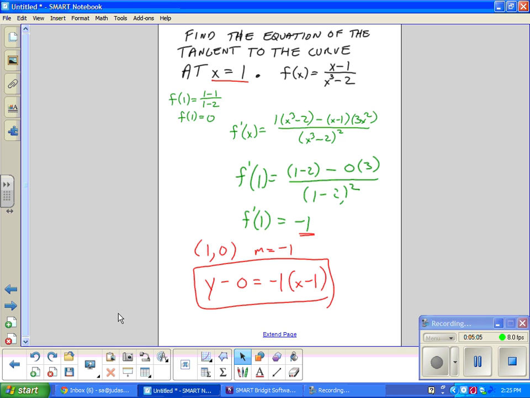Again, keep practicing. You should be masters at these type of things here by chapter 5.